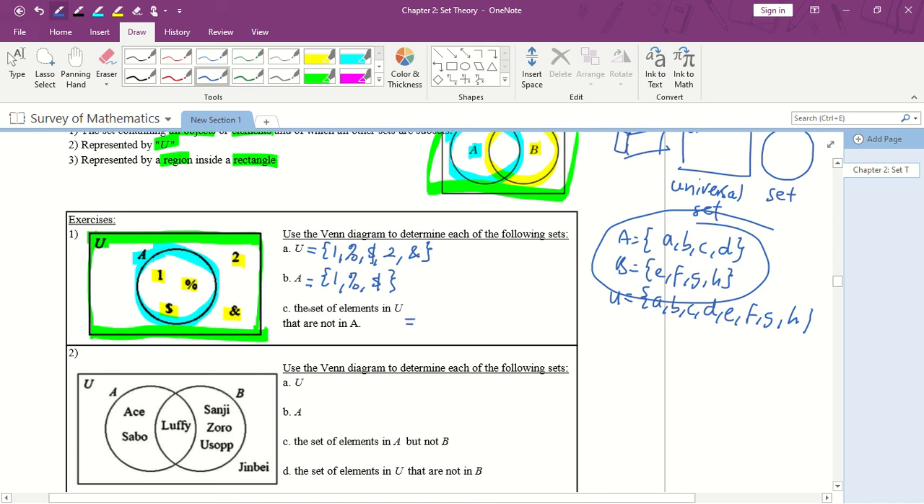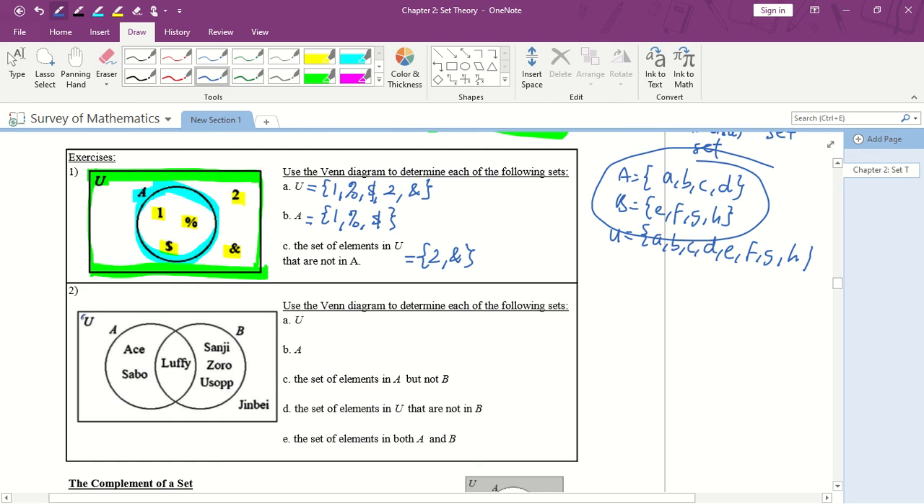And the last one, C, says the set of elements in U, within this U, but they are not in A. So not in A. In U, but it's not in A. That is 2 and N. So this is 2 and N. Okay, and let's look at the next question.